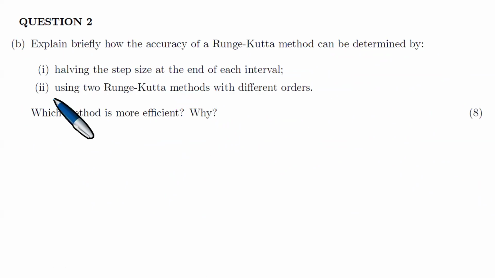Okay, there are some descriptions we need to give for 8 marks about the actual fundamental distinctions in the context of assessments for this module. Being in a position to explain briefly how the accuracy of a Runge-Kutta method can be determined by halving the step size at the end of each interval, or using 2 Runge-Kutta methods with different orders. Which method is more efficient and why?